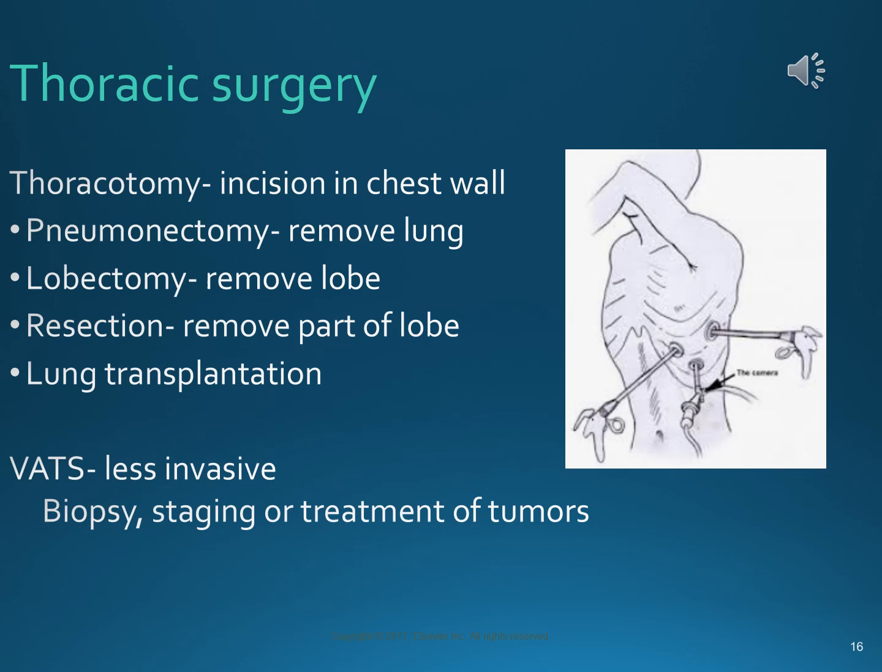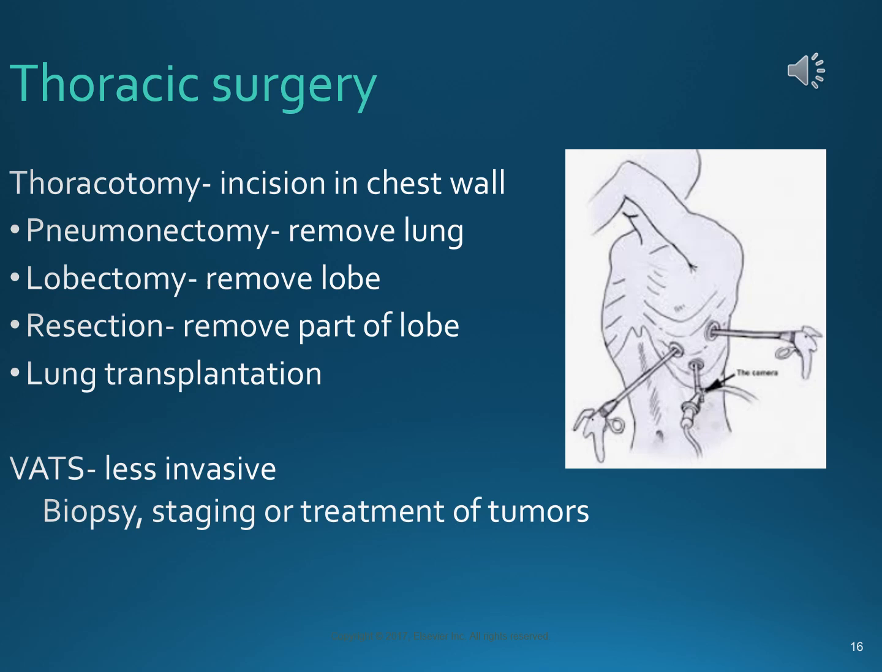So thoracic surgery. A thoracotomy is an incision in the chest wall. Sometimes they do a pneumonectomy, which is to remove an entire lung. Sometimes they will do a lobectomy to remove part of a lung. A resection is part of a lobe, and then they can also do lung transplantation, and sometimes they will do a combination heart-lung transplantation, just depending on what's going on with the patient.